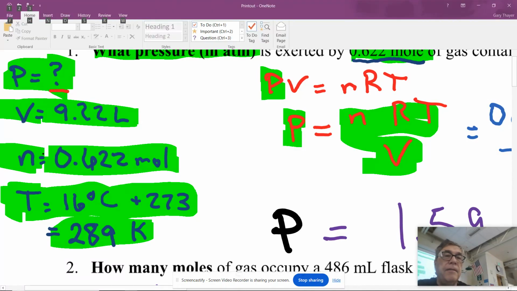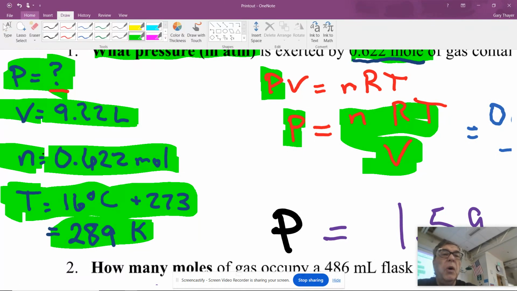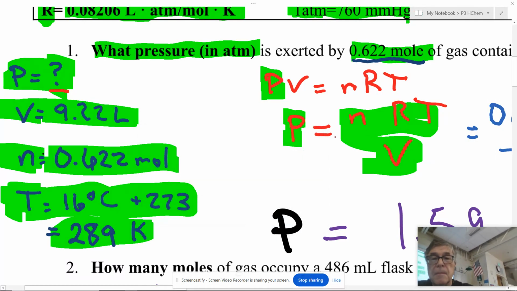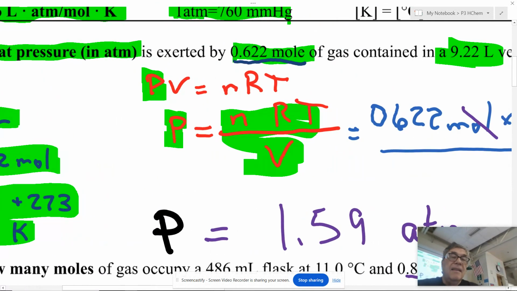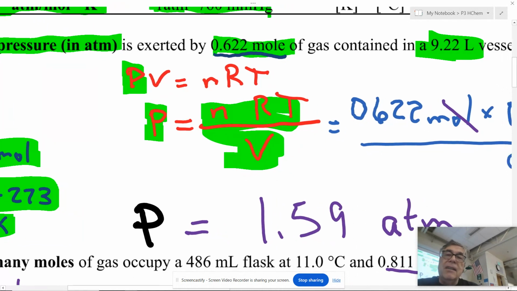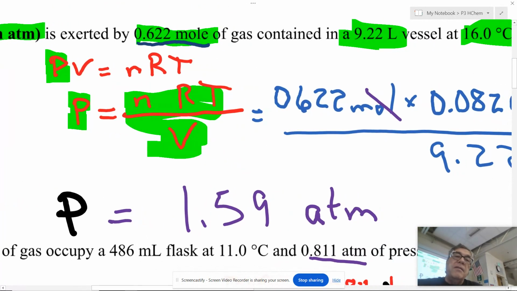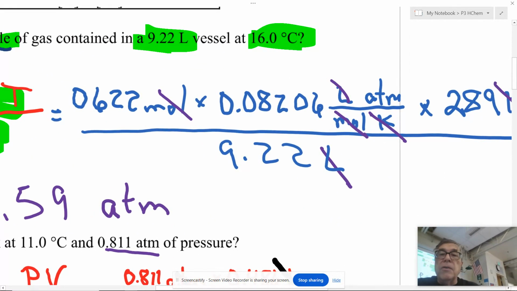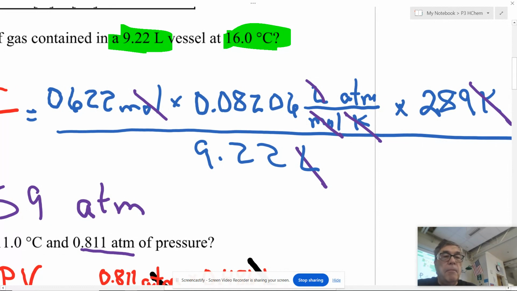nRT divided by V. There's a fine line that divides the numerator from the denominator. Did you know that? It needs to be there. Okay, that's the fine line. We substitute in the numbers from our data table. Those are the numbers we have clear over to the left. We put those numbers in.